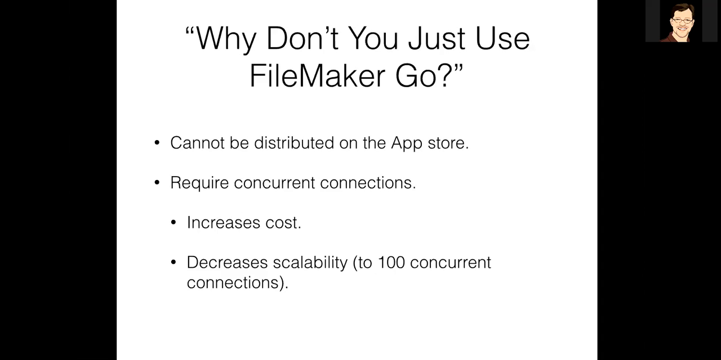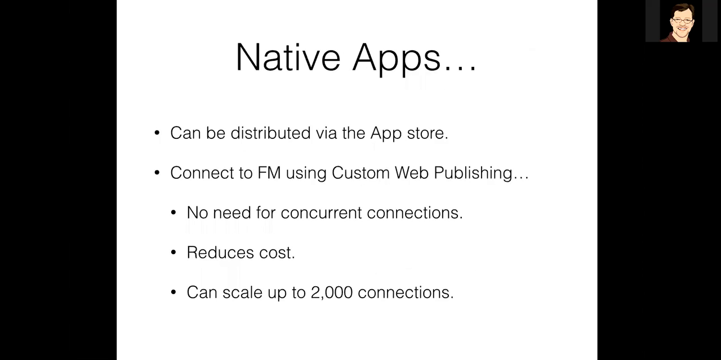So those are the limitations of FileMaker Go, and native apps address that. With a native app, you can distribute them on the App Store. And as I'm going to show you today, you can connect native apps to FileMaker databases using custom web publishing, so there's no need for concurrent connections.